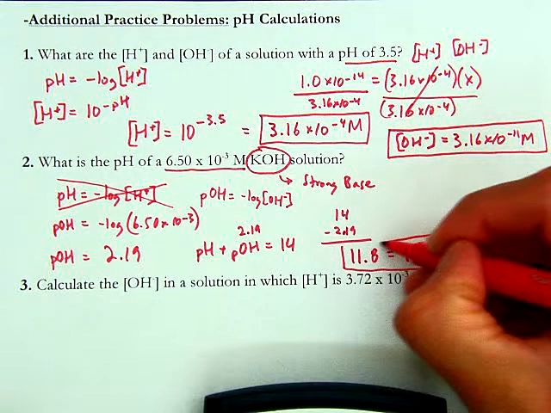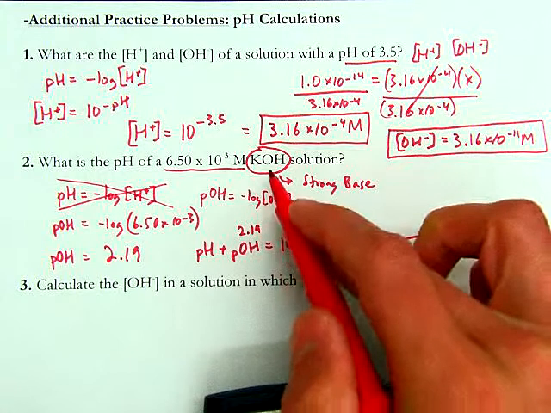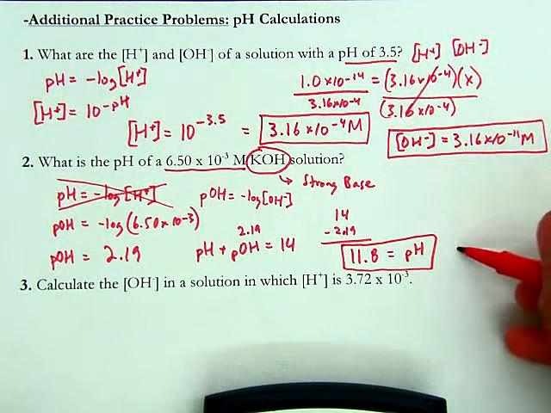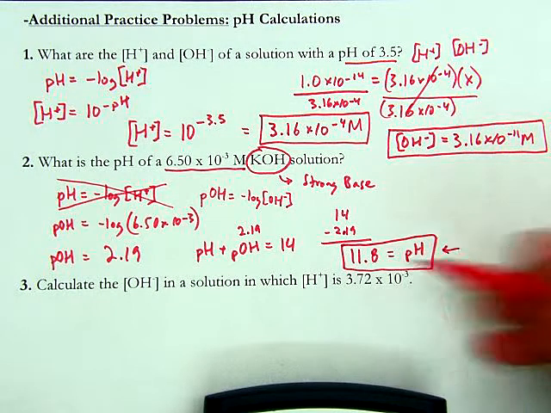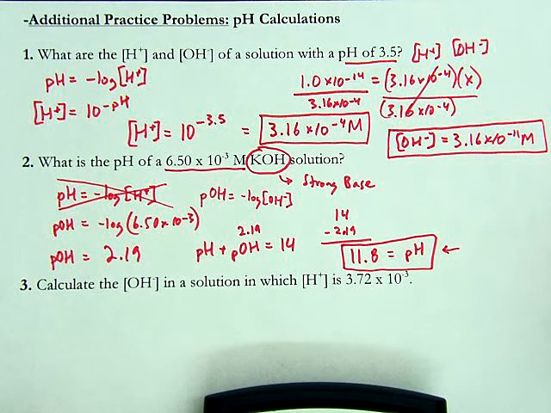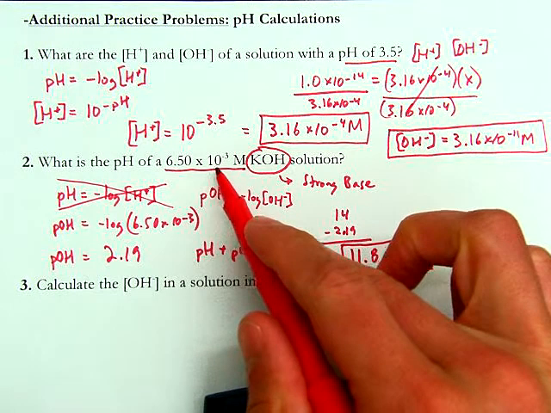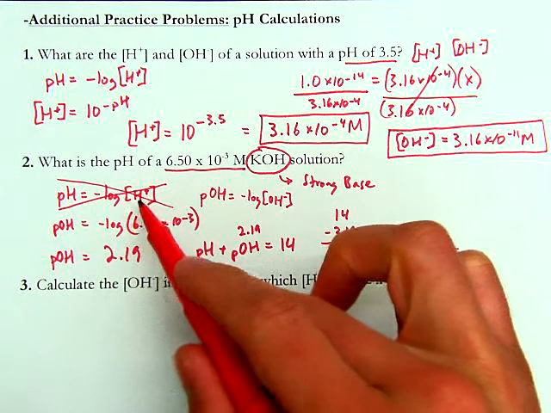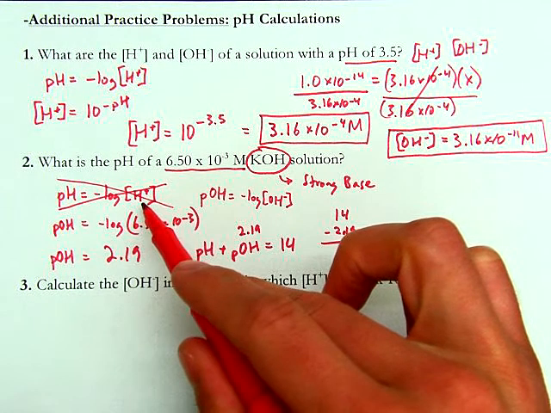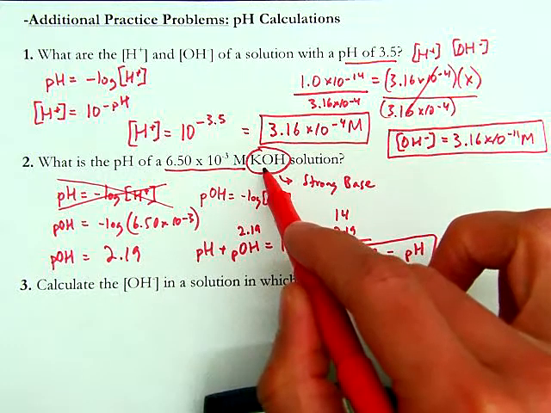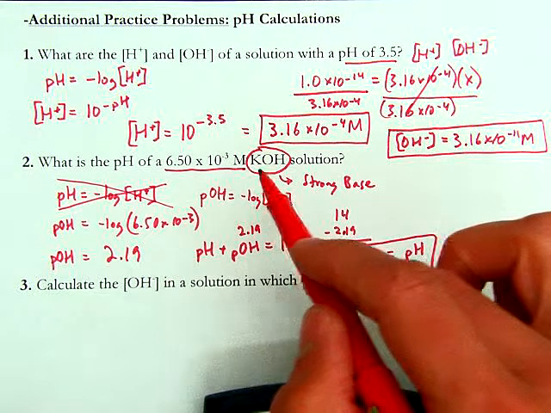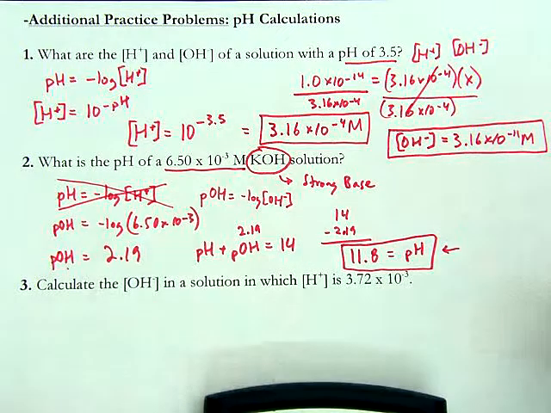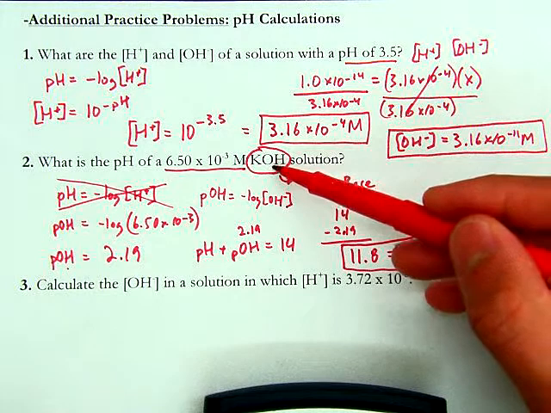And that makes sense, right? If you put this strong base into water, you're going to have a pH that's more than 7. It's going to be basic. So you need to pay attention. Just because you have a molarity, you're tempted to do the negative log of it. Finding the negative log of it will give you the pH if it's an acid, but finding the negative log of it will give you the pOH if it's a base. So you have to pay attention to whether it's an acid or a base.